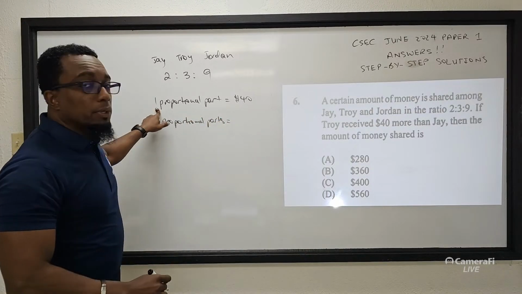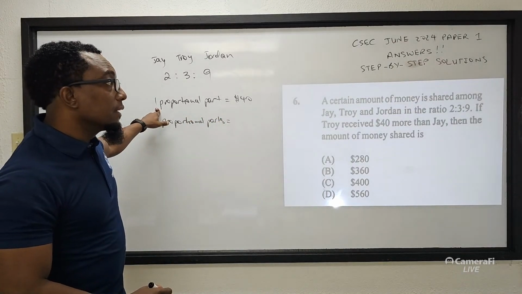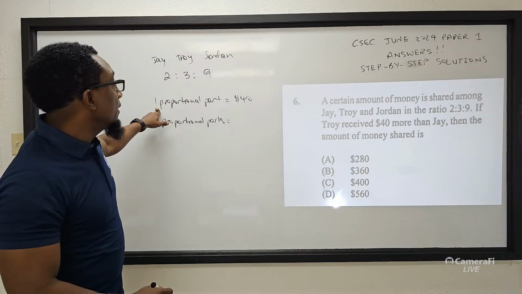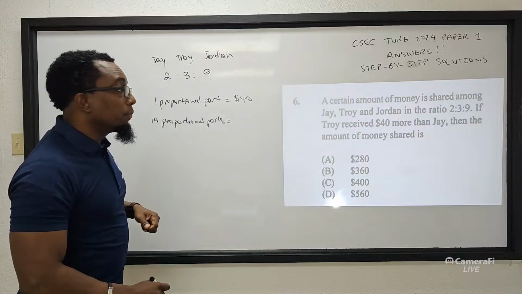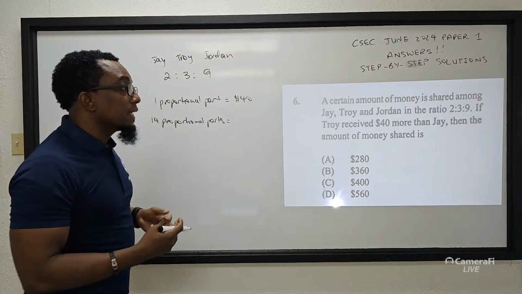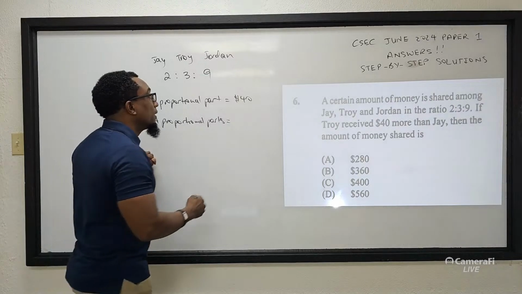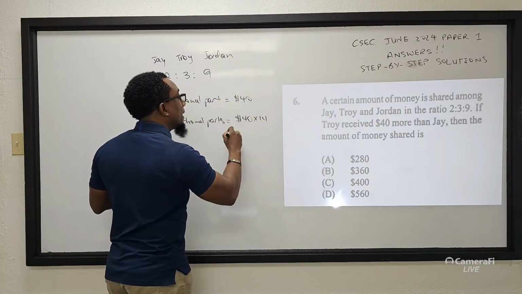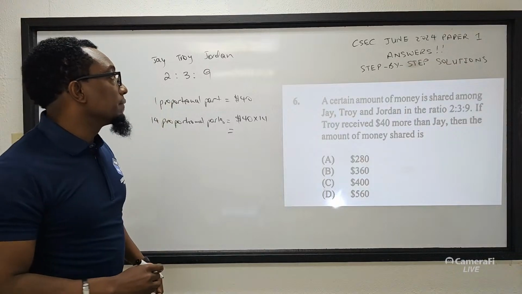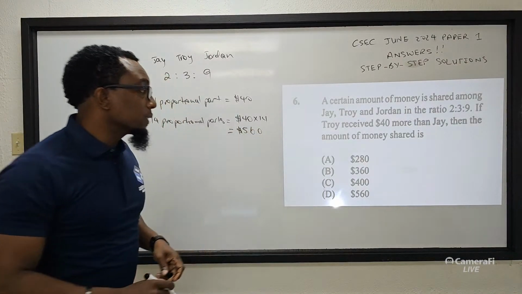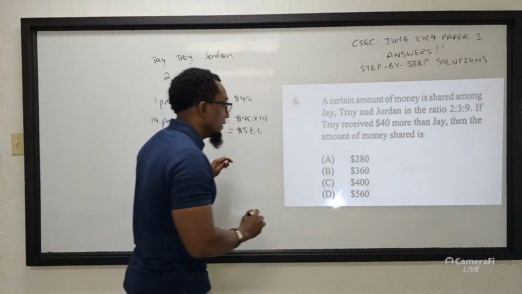If we know 1 proportional part, which represents Troy receiving 14 more than J, just subtracting 2 from 3 to get 1, is equal to 40, then 14 proportional parts, which represents the total amount of money shared, will be to multiply $40 by 14, which will give us $560. So that is the total amount of money shared. The answer there is D.